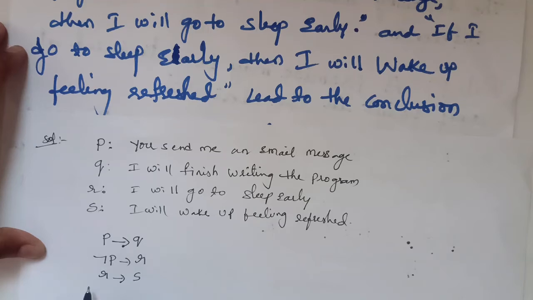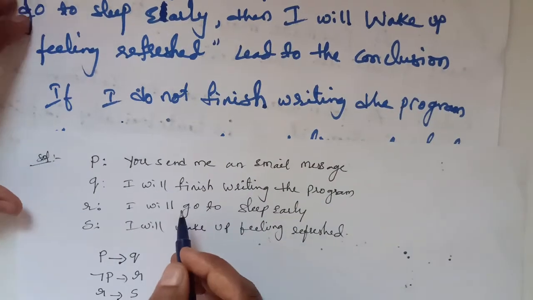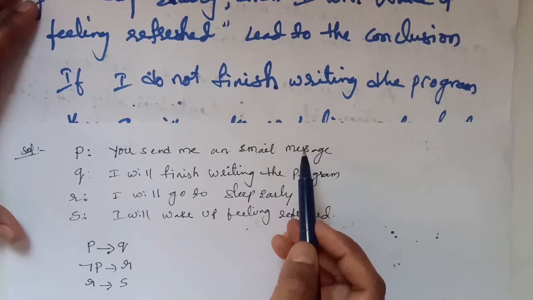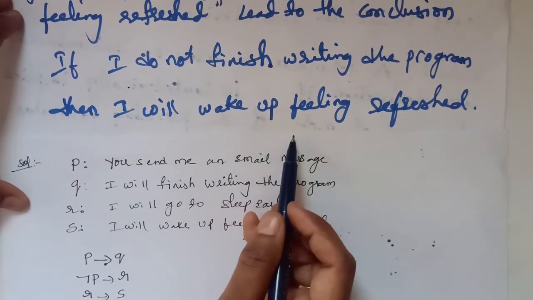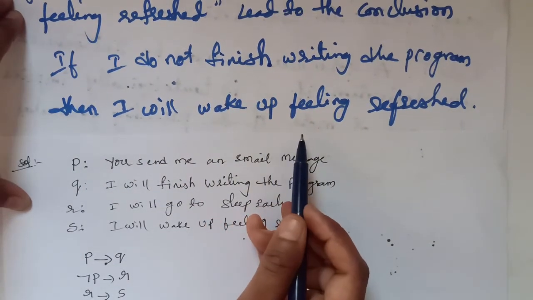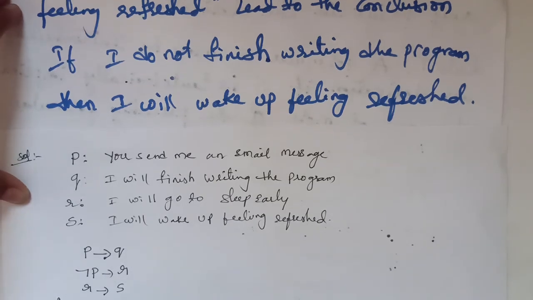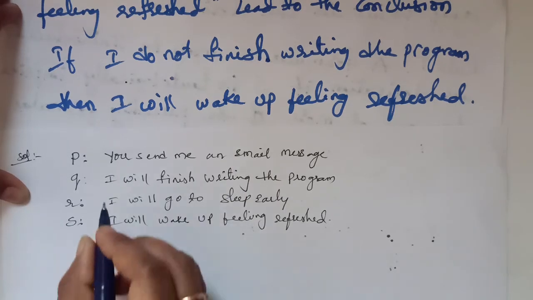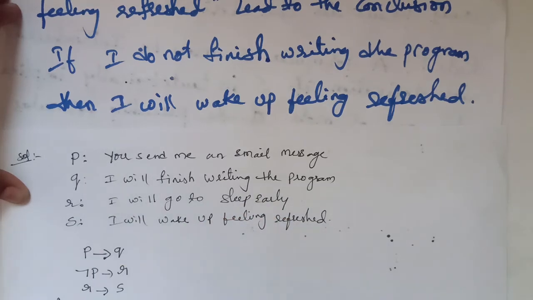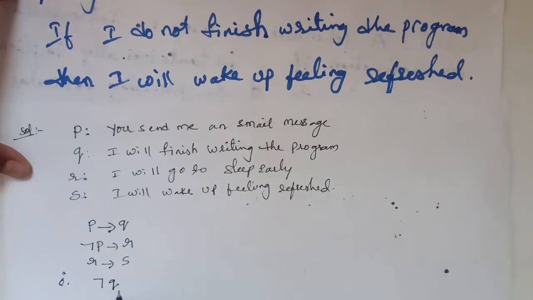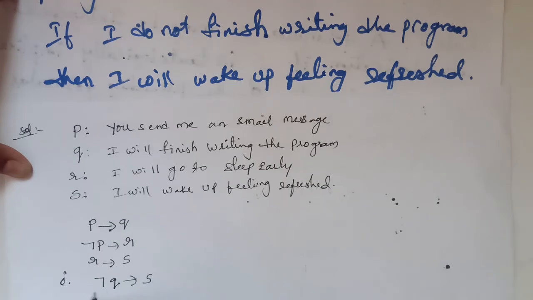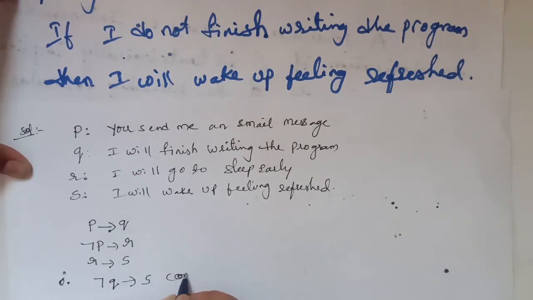These are the premises. They lead to the conclusion: if I do not finish writing the program, then I will wake up feeling refreshed. Finishing writing the program is Q, so not finishing is negation Q. Negation Q implies S. So therefore this is the conclusion.